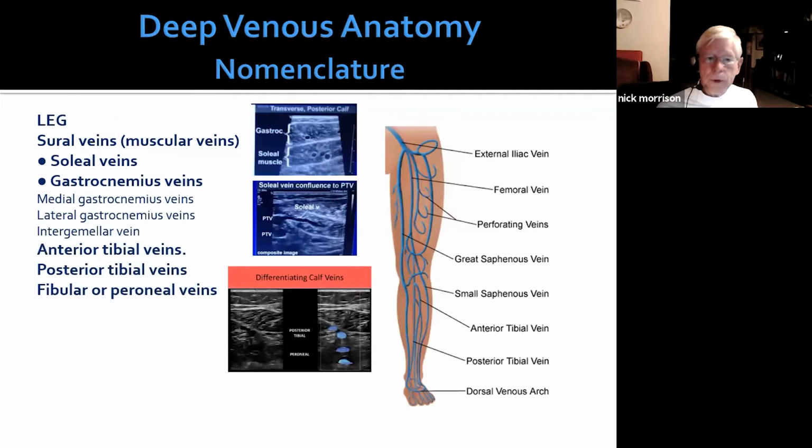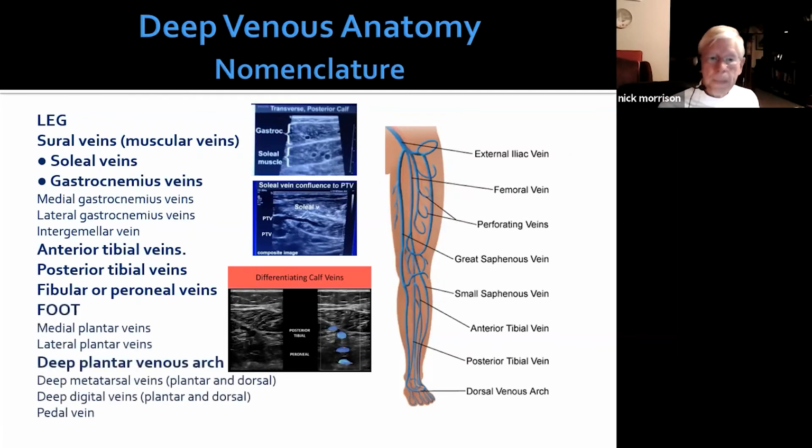The anterior, posterior, and perineal veins are important in the calf because those are where you'll get the DVTs either spontaneously or post-treatment. And the foot veins have medial and lateral plantar veins, and I'll talk about that in a few minutes.